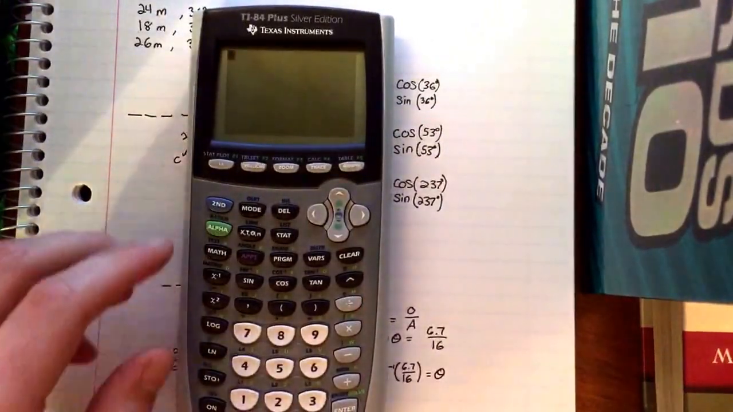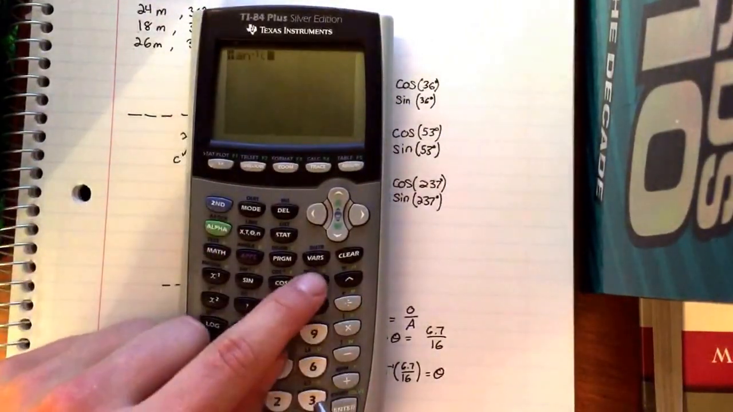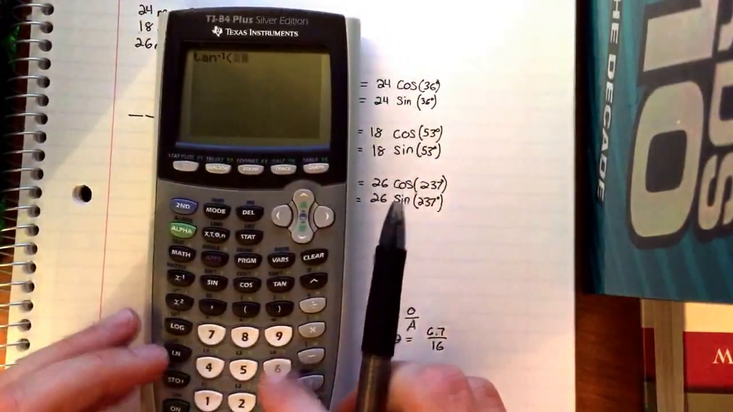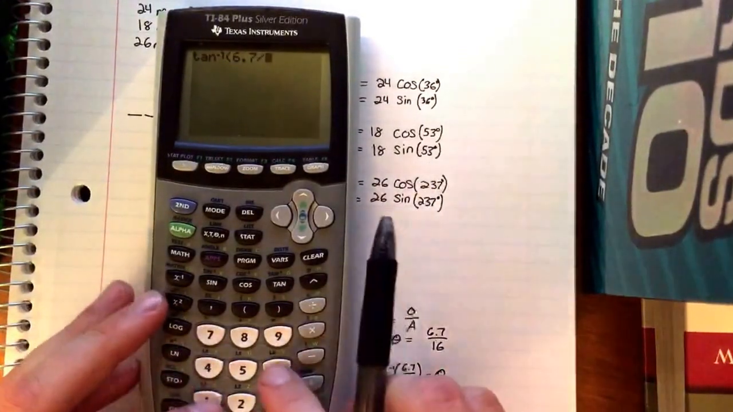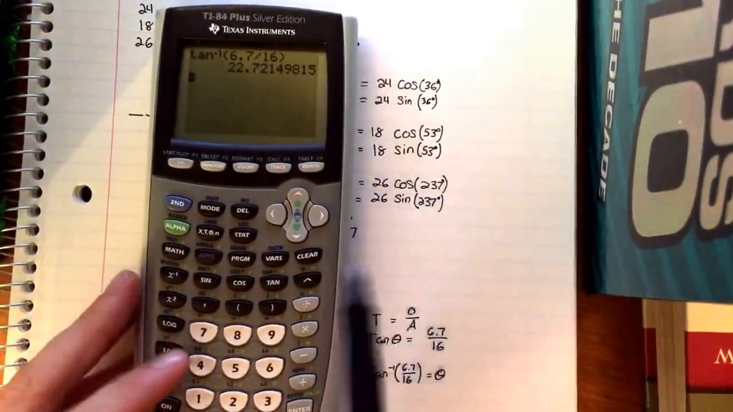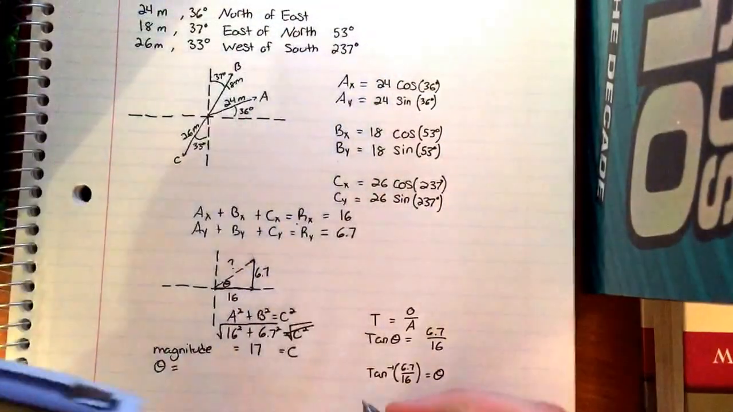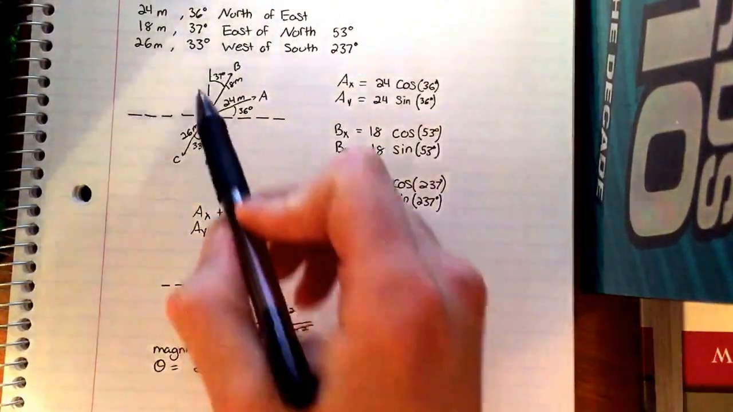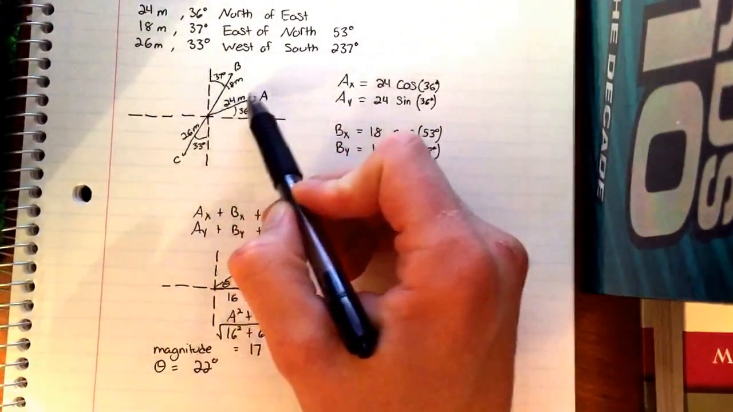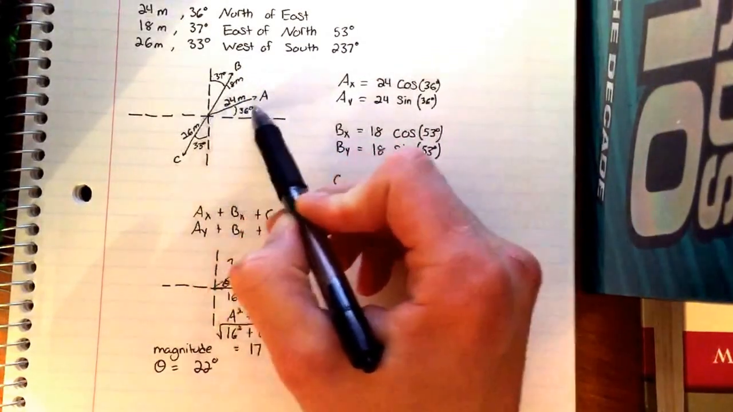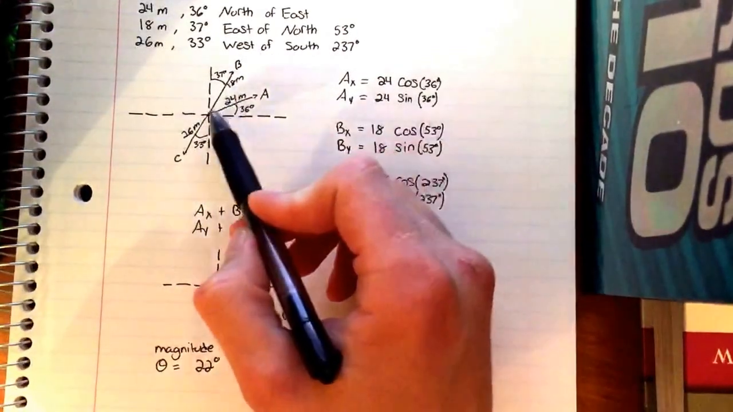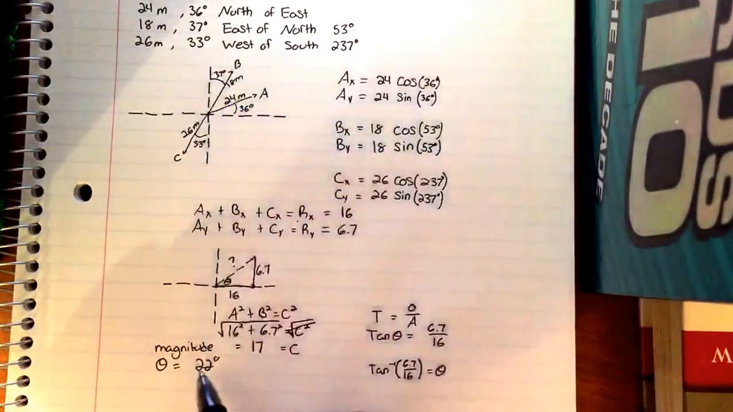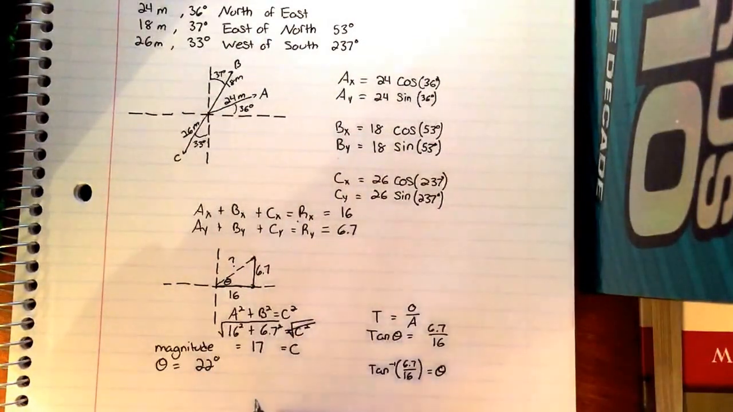It's a TI-84. You do second tan, and second tan gives you tan inverse. And then you can just add the numbers 6.7 divided by 16. Make sure you're in degree mode. And the angle comes out to 22 degrees. Now let's see if this backs up what we originally thought. Pulling at an angle of 22 degrees, which is somewhere around here, at a magnitude of 17. So our initial prediction does actually match what we got for our final answer. So that's how you solve this kind of physics problem.